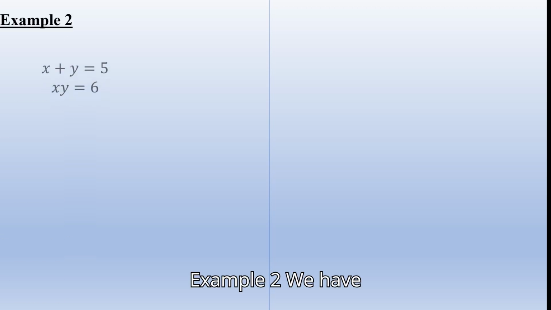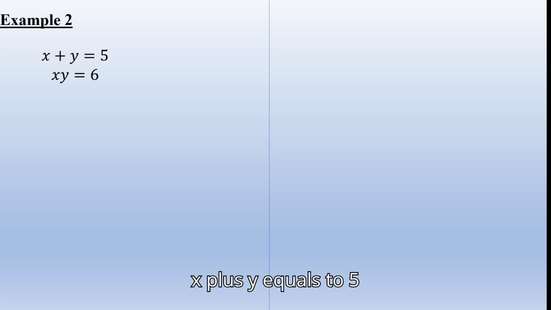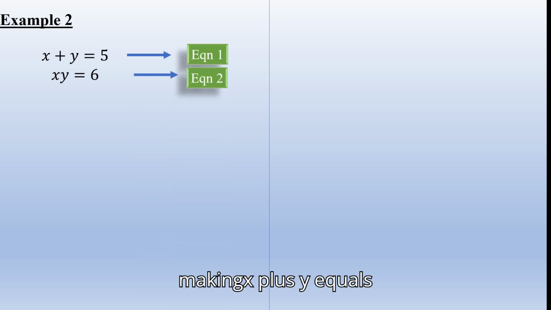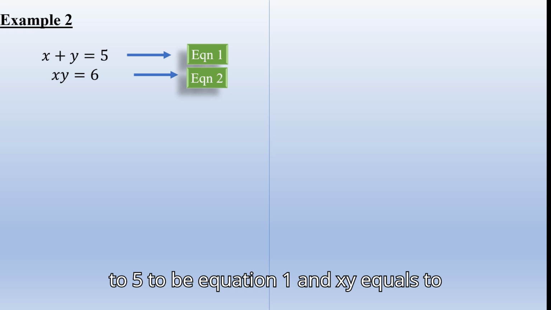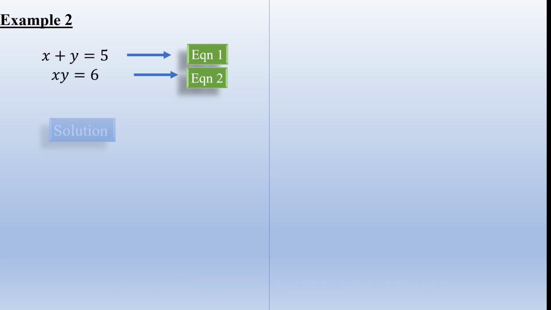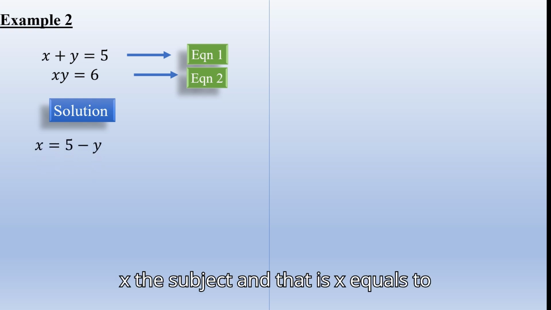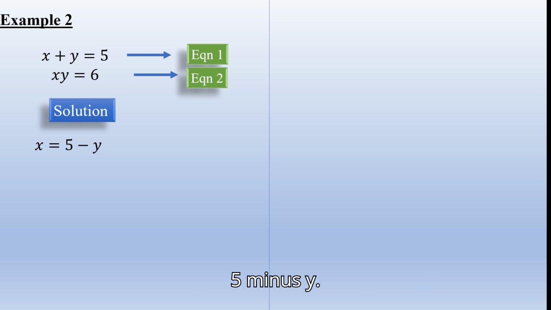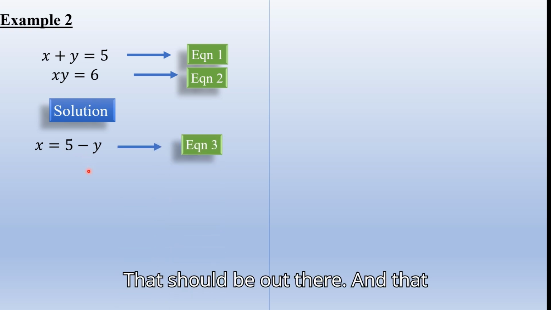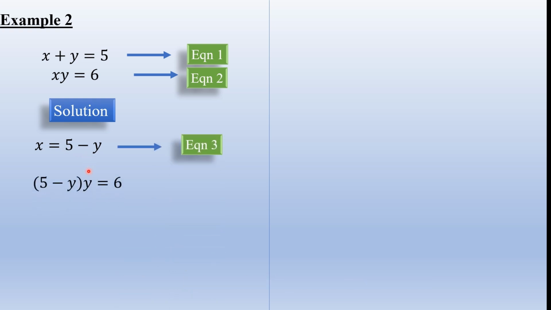Example 2. We have x plus y equals 5 and xy equals 6, making x plus y equals 5 to be equation 1 and xy equals 6 to be equation 2. Solution. We make x the subject, and that is x equals 5 minus y, as we have there, and that becomes equation 3.